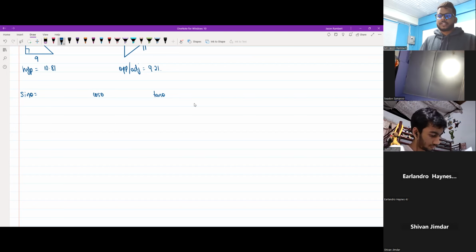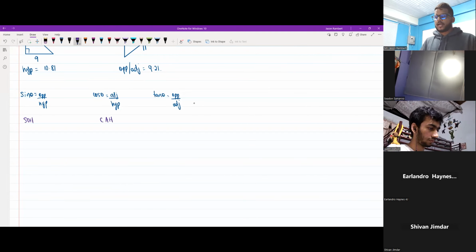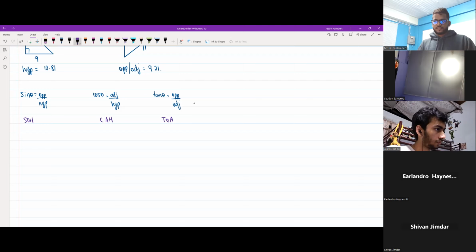Sine has a relationship of opposite over hypotenuse. Cosine has a relationship of adjacent over hypotenuse. And tan has a relationship of opposite over adjacent. An easy way you could remember it is by using the acronym SOHCAHTOA. You all could remember this, right?